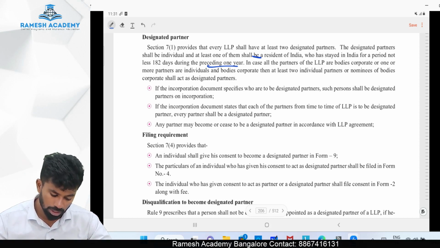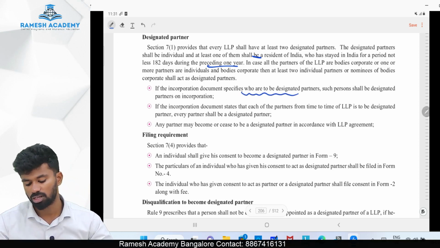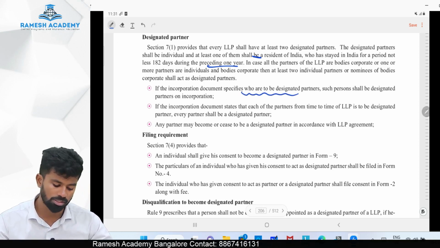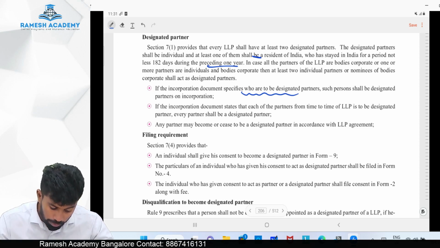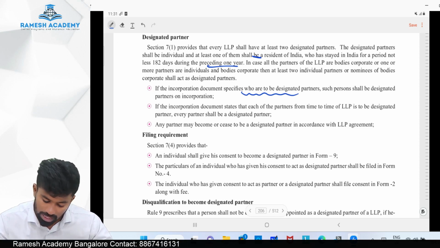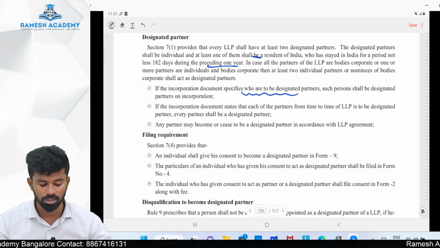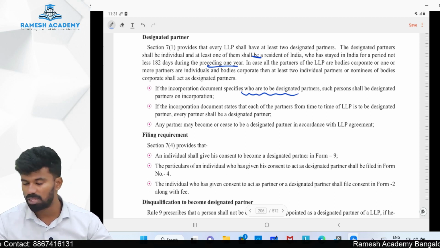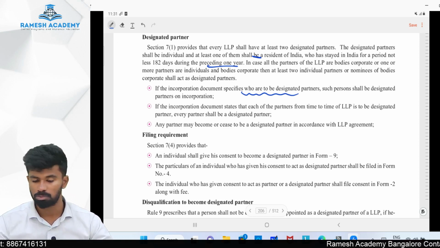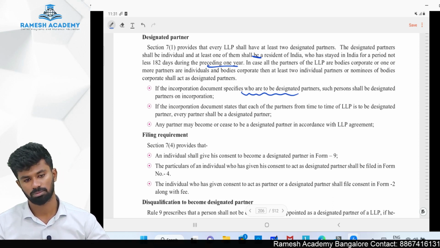If the incorporation documents specify who are to be designated partners, such persons shall be designated partners on incorporation. If the incorporation document states that each of the partners from time to time of the LLP is to be DP, then every partner shall be what? DP. So minimum how many DPs should be there? Minimum 2. Maximum how many? Maximum is not prescribed.